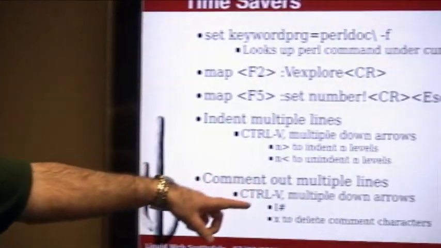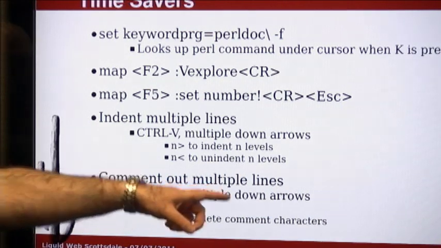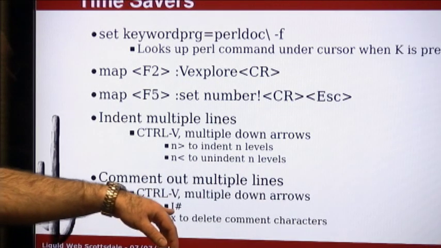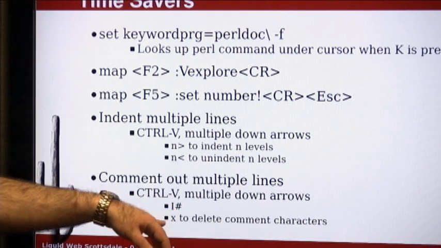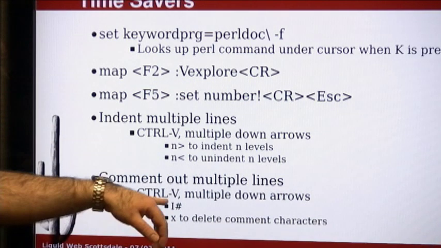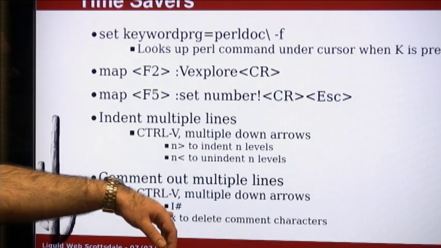Also, it's great for commenting out a whole block of stuff, because you just do the same Control V thing again, go all the way down, and then you hit capital I, which puts you in insert mode, but insert mode at the beginning of the line. And then you hit the comment character, Perl's comment character.